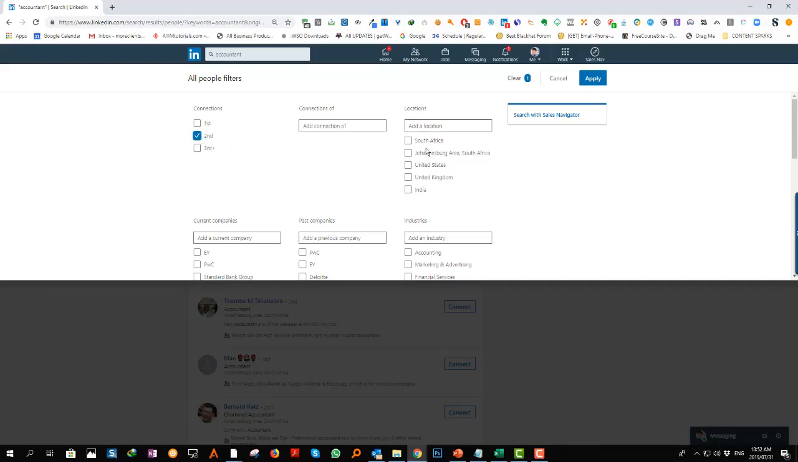And when I get to location, let's just say I'm going to do it in the Joburg area. So you can see up here, every time I add a filter, it pops up here. So now I've got 2 filters selected. So I've used the word accountant, well technically 3, right? Because I've got the keyword accountant, I've got second level connection, and I've got Johannesburg area.